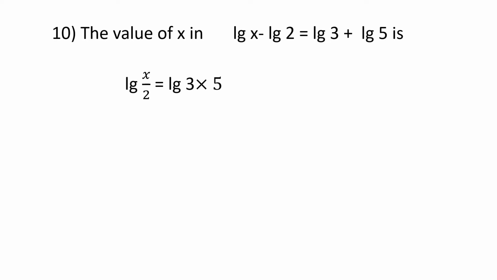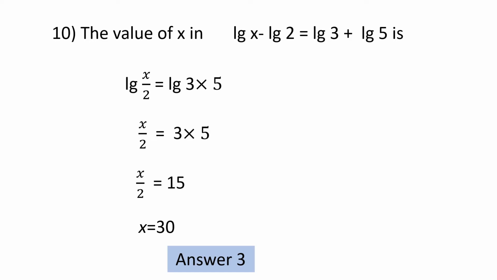Now you can make the numbers at both sides equal. That is, x over 2 is equal to 3 multiplied by 5. x over 2 is equal to 15. Then x is equal to 15 multiplied by 2, 30. From the given answers, the answer is 3.